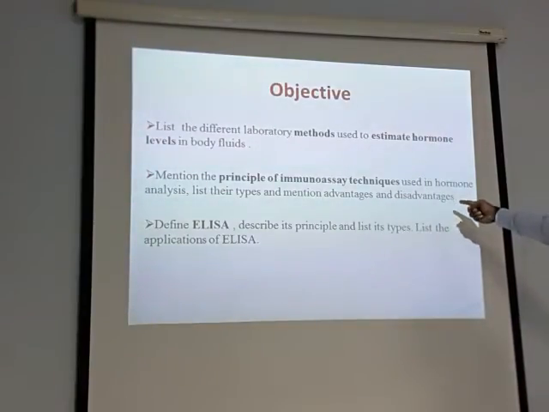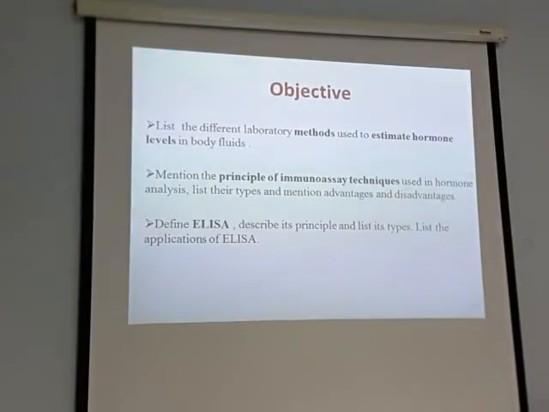So the second objective, the immunoassay techniques, is the main core, okay? ELISA and the other techniques mainly depend on the immunoassay techniques. So we have to listen carefully to the basic principles of the immunoassay. Then only can we understand what is ELISA, what is RIA. What is RIA? Radio immunoassay, okay? These techniques mainly depend on the immunoassay principles.